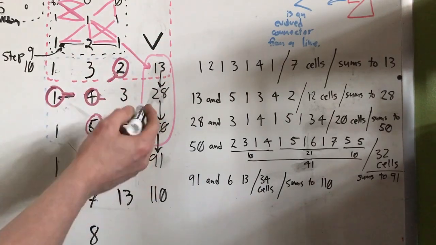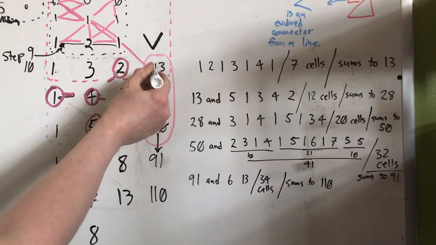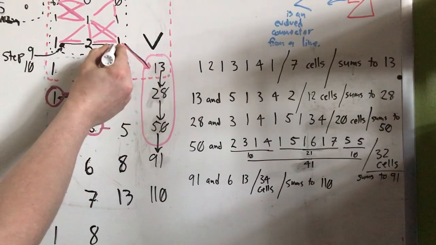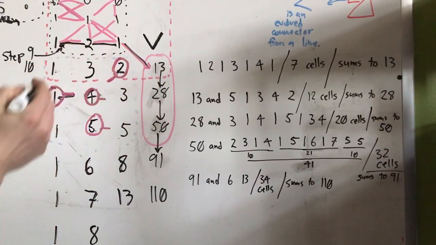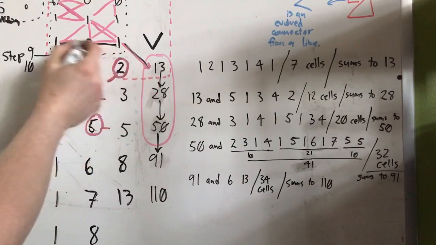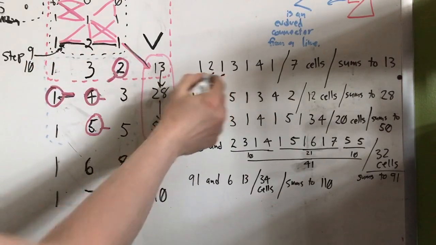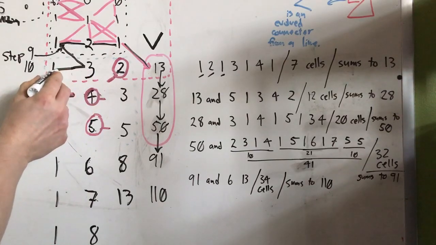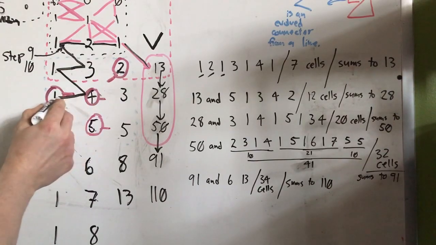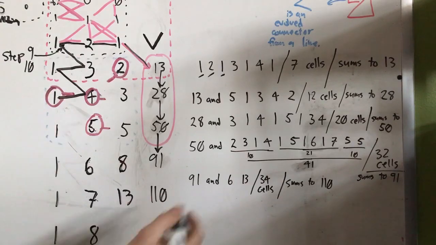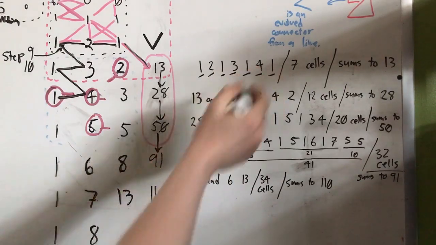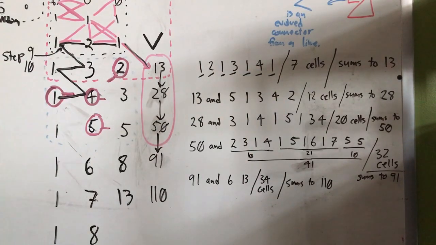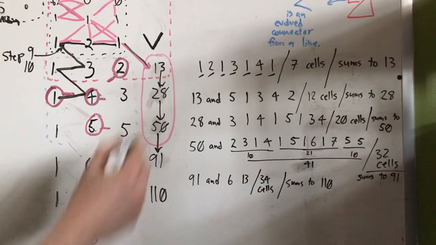So I want to look at the relationship. We're going to go from here to here to here. We're going to go 1, 2, 1, 3, 1, 4, 1. And we're going to end on this red bubble. There are 7 cells, they sum to 13. Cool.